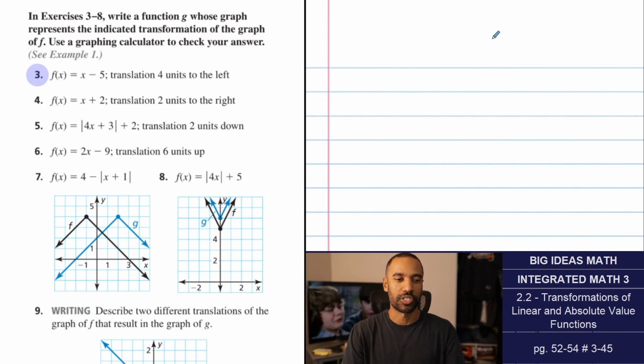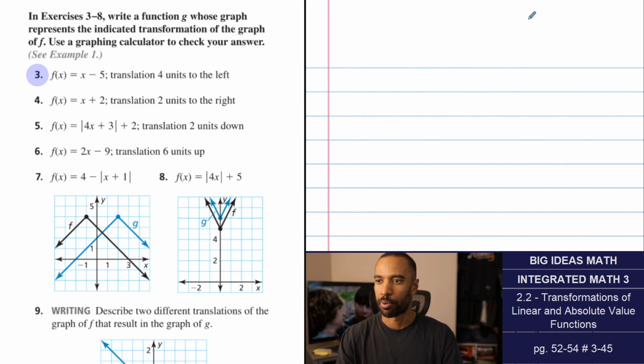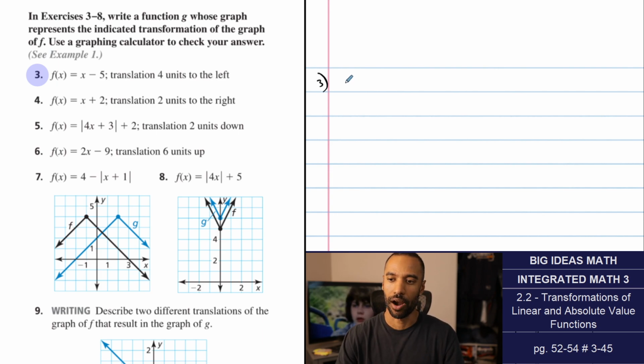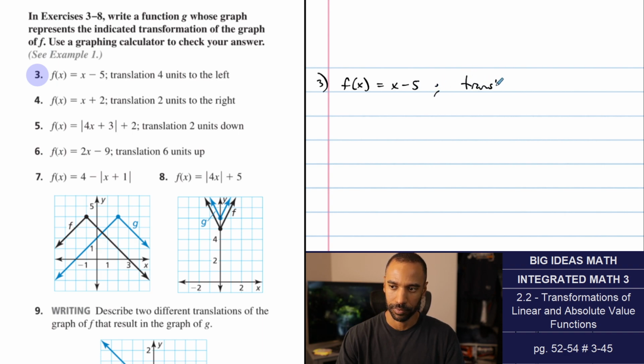Let's begin with exercises 3 through 8, where you write a function g whose graph represents the indicated transformation of the graph of f. Use a graphing calculator to check your answer. I probably won't do that last part. That's for you guys to do. I can all but guarantee the answers that I give you should be spot on, I hope. All right, so f of x equals x minus 5. We are going to translate 4 units left. 4 to the left.